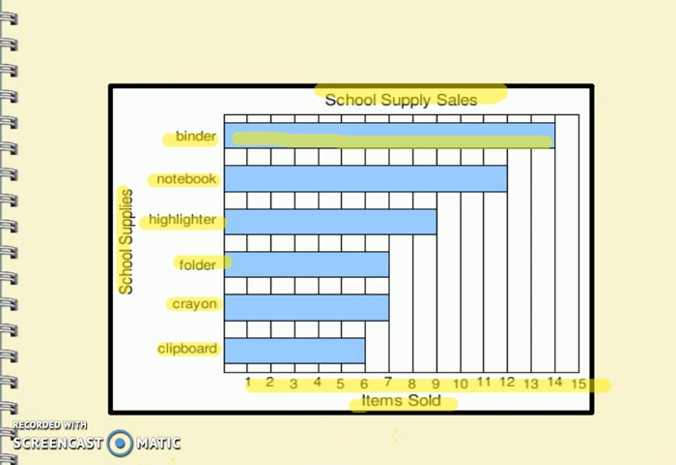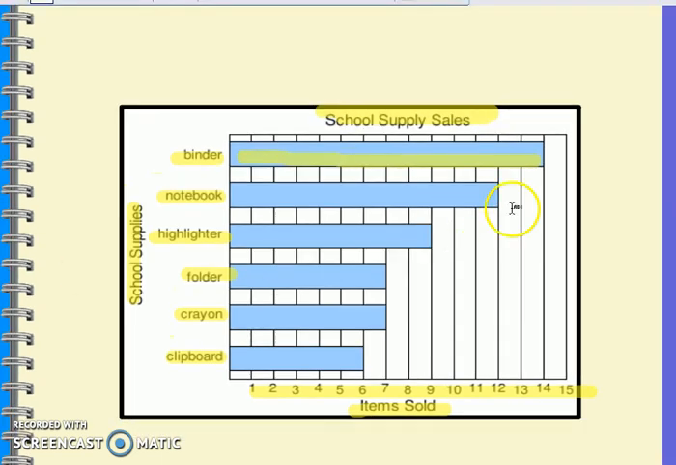A strategy to use when interpreting data on a bar graph is to label each bar by referring to the data points. For example, the number of binders sold was 14, so I will write a 14 next to the bar representing binders. The number of notebooks sold was 12. Again, I will write a 12 next to its corresponding bar.